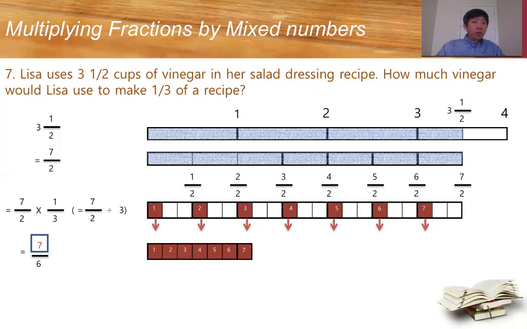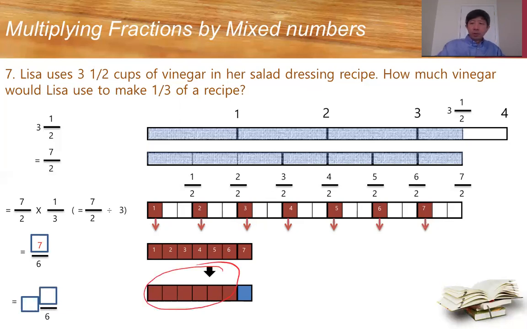when we change it into a mixed number, 7 over 6, that's one whole, right? 1, 2, 3, 4, 5, and 6 is one whole. And then what's left over? We have 1 left over. So therefore, 1 and 1/6. So we can change this into the mixed number 1 and 1/6.